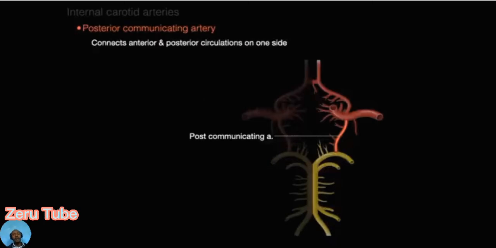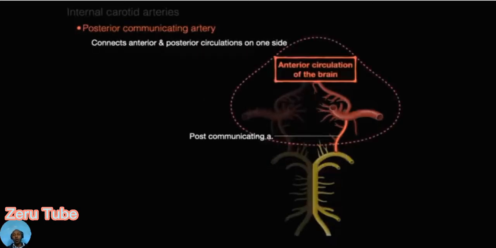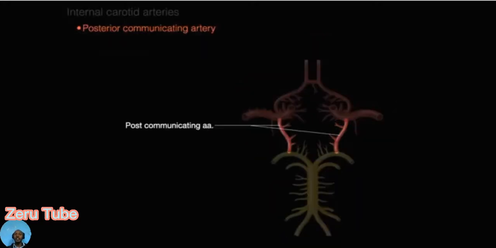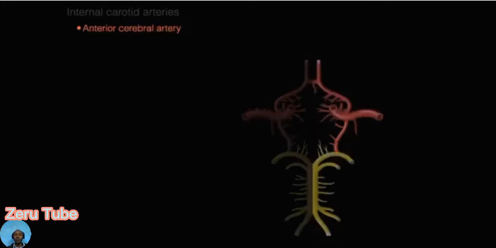So it connects the anterior and posterior circulation on one side. This is the anterior circulation of the brain. This one is the posterior circulation of the brain. So the posterior communicating artery connects the two circulations. ሁለቱን circulationች ያገናኝልናል ማለት ነው.